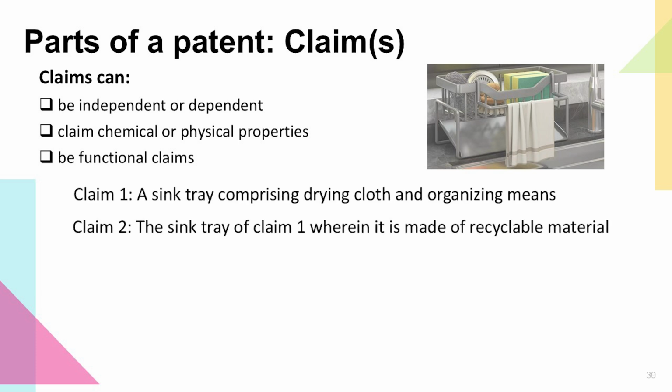Claim 1 is about the tray comprising some features in a broad way to cover a scope as wide as possible. Claim 2 is a dependent claim that is about the same tray as per the one of Claim 1, but wherein there's the added feature that it's also made from recyclable material. This claim can be interpreted in more ways than one.